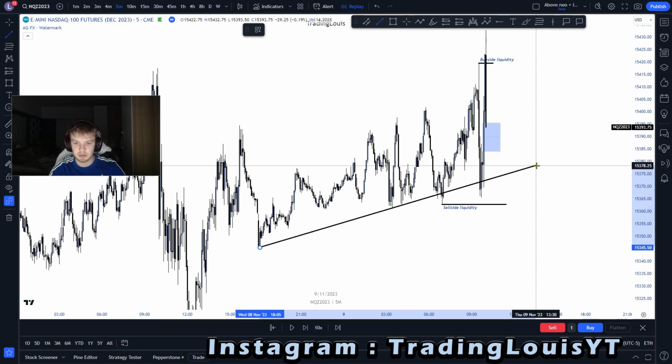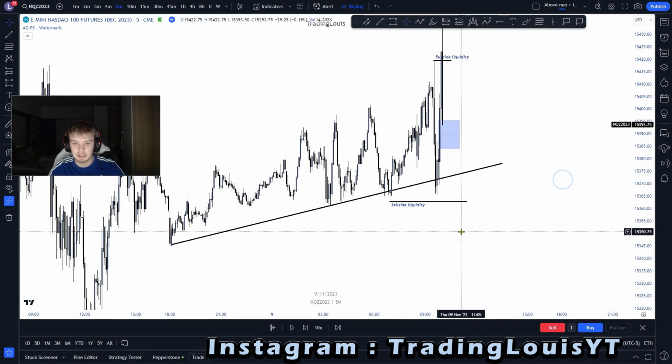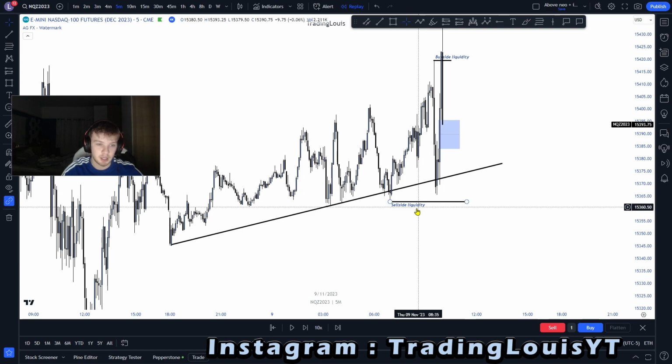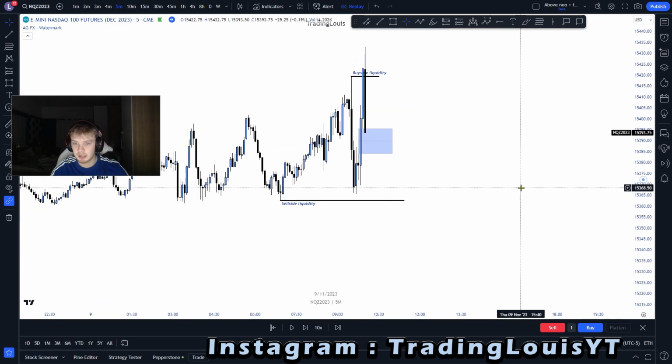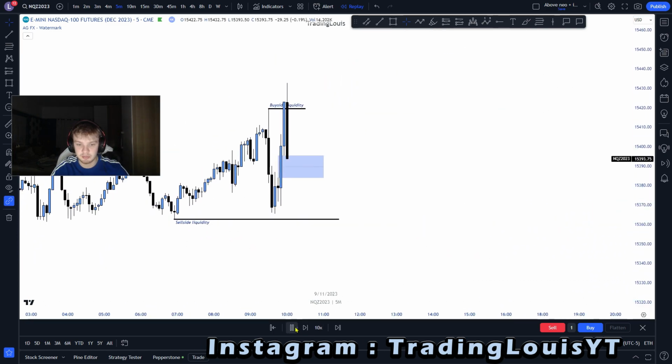So if you watch my video on liquidity, you would know what that means. All it is, is basically just trendline liquidity. So we have lots of trendline liquidity sitting there. So let's see if this fair value gap gets inversed.